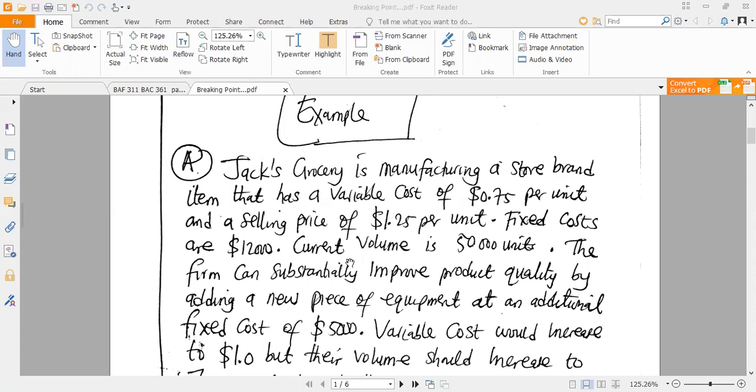So ignore the 50,000 for now. This one was an analysis based on the first one, whether to replace the old equipment. The old equipment was just able to produce these units, not at break even.